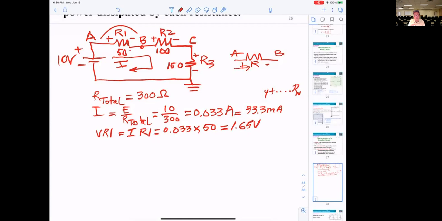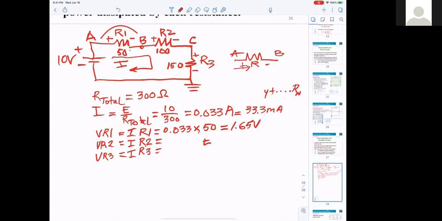And if you want to calculate the VR2, I'm not calculating everything here, but I'm telling you, VR2 is I times R2. If you want VR3, I times R3. However, when you add up VR1, VR2, VR3, they must be equal to E. E must be VR1 plus VR2 plus VR3. If it's not, that means you have a problem. You lost power somewhere. Okay, that is the calculation for the voltage.